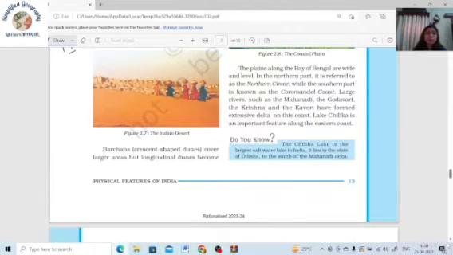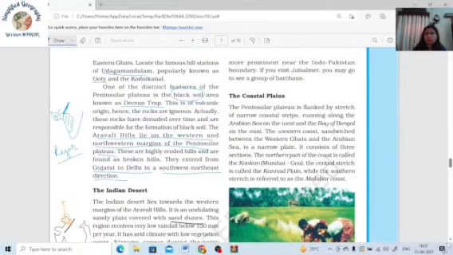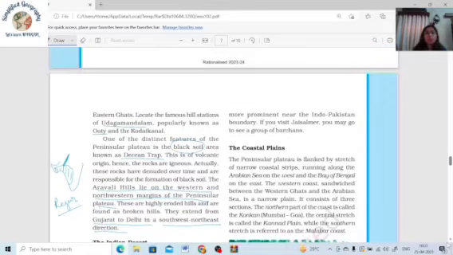Barkhans are crescent-shaped dunes. Barkhans cover large areas, but longitudinal dunes become more prominent near the Indo-Pakistan boundary. If you visit Jaisalmer, you may see groups of barkhans. Barkhans look like this. These mostly have a crescent shape, and the normal sand dunes or mounds of sand look like this.